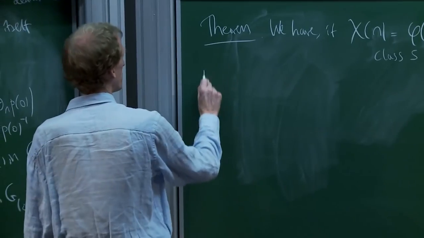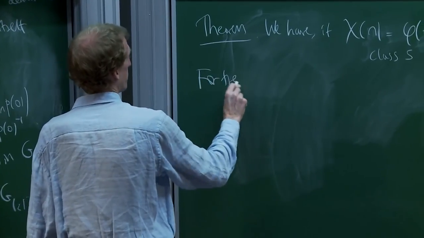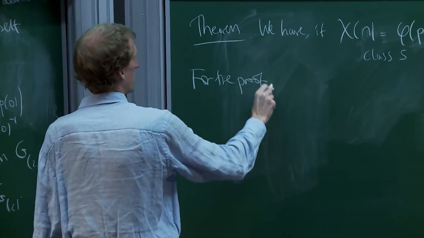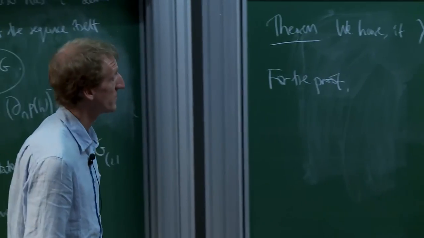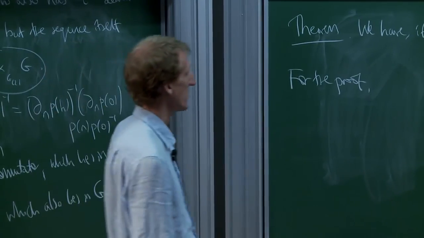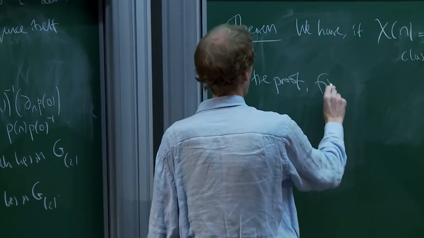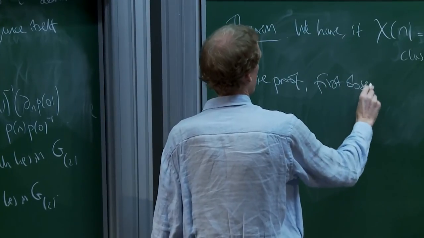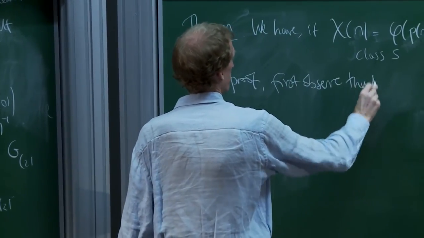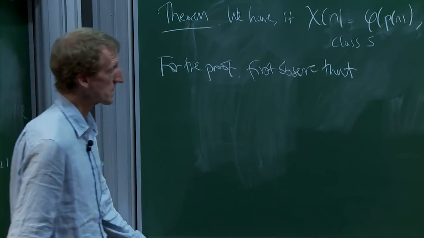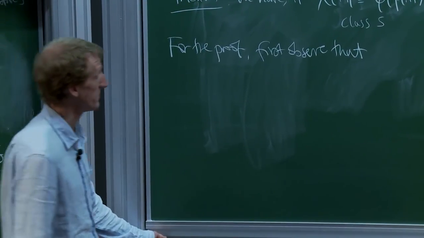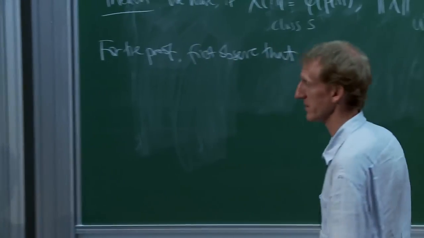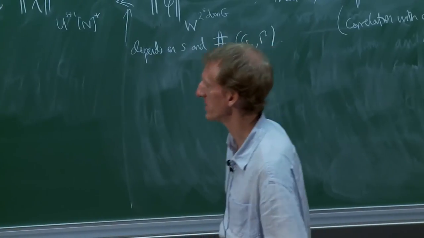So for the proof, I'm first going to observe a different formula for the Gowers norm. And actually, this is quite a suggestive formula, I think. This is what tells you that the Gowers norm has something to do with derivatives.